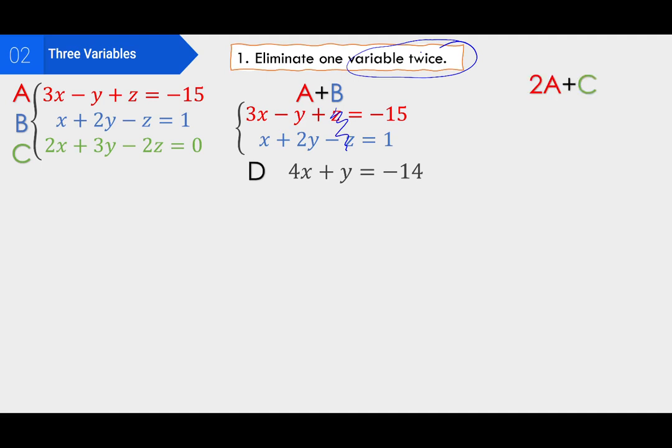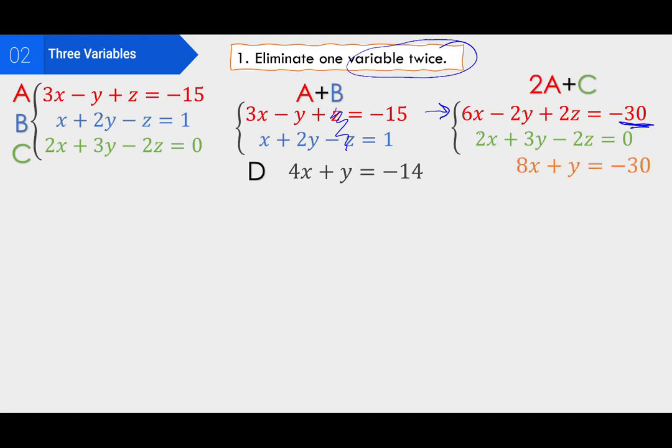I'm going to take C, because I haven't used that one yet, and I'm going to double A so that I can still get rid of z. So here is 2A, right? It's important to make sure that you multiply every single part by 2, even the constant on the right hand side. Make sure everything gets multiplied, and now I'm going to add it to C, and I get 6x plus 2x is 8x. -2y plus 3y is 1y again, and then my z has been eliminated twice now. -30 plus 0 is still -30, and let's go ahead and label this one E.